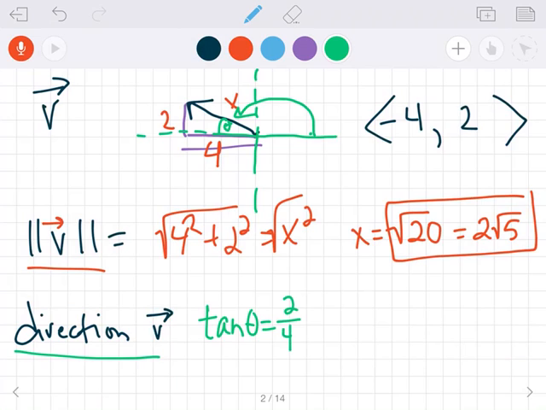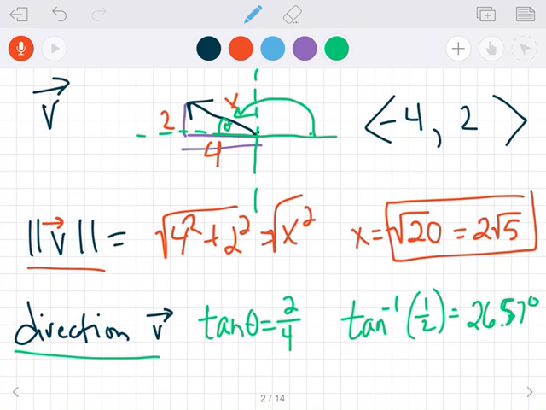And the inverse tangent of that angle, sorry, I'm pulling up my calculator here. The inverse tangent of 2/4, which is the same as 1/2, is equal to 26.57 degrees. Now we could talk about this angle in terms of a compass.